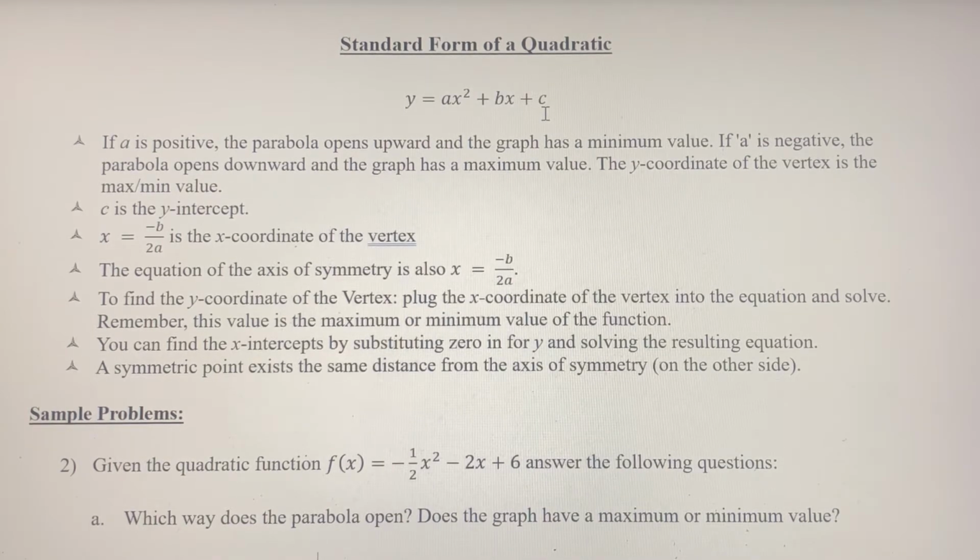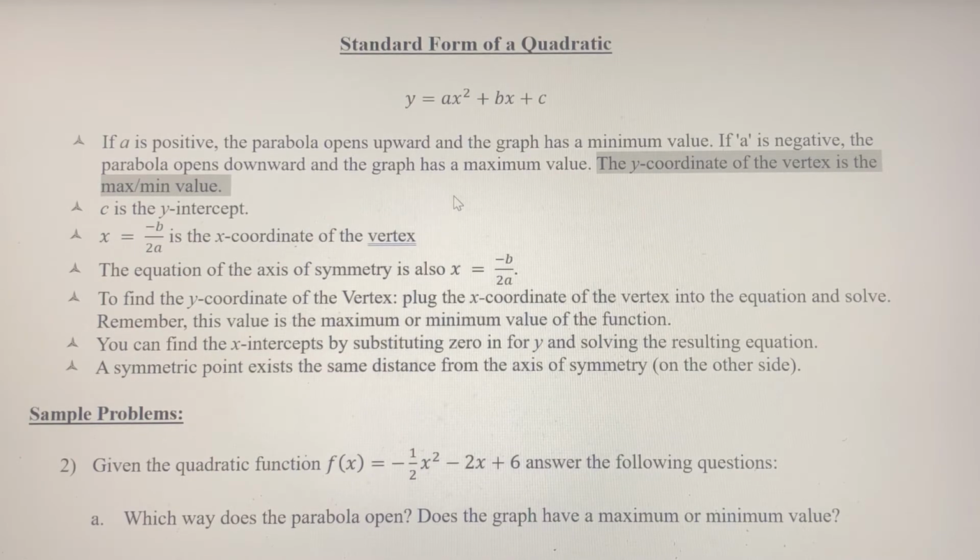Some of the stuff from the first video is going to carry over to this, specifically this first bullet point. So if a is positive, you're going to have a parabola that opens upward and the graph is going to have a minimum value. If a is negative, you're going to have a parabola that opens downward and the graph is going to have a maximum value. And the y-coordinate of the vertex, as before, is going to be the maximum or minimum value, whatever that is.